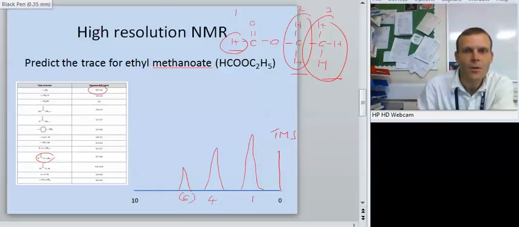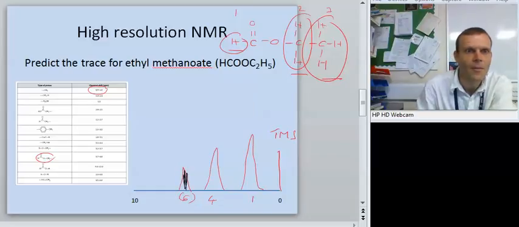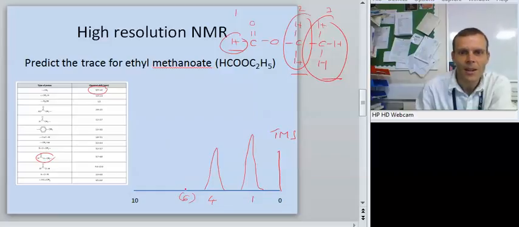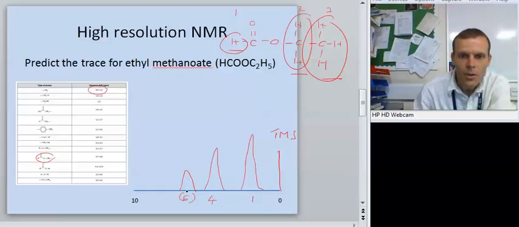Now in terms of using this splitting rule, this one is next to a carbon with no hydrogens on, so it's going to exist as a singlet. Right? Singlet peak. Let's try that again. A singlet peak. So it would just be a line like that.